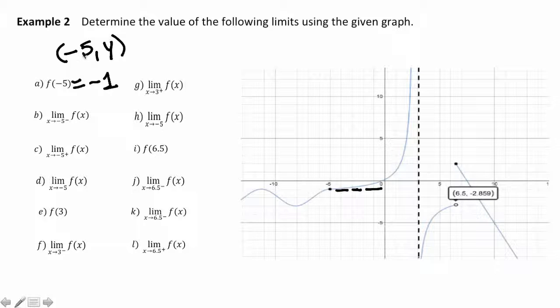So this coordinate is negative 5, comma, negative 1, but they're only looking for the y value. Now for part B, we want to do the limit as x approaches negative 5 from the left side, because notice that negative sign there. So we're approaching negative 5 from the left side. And so notice how the graph behaves. It seems to be approaching that point. And so therefore we say that the limit from the left side is also negative 1.